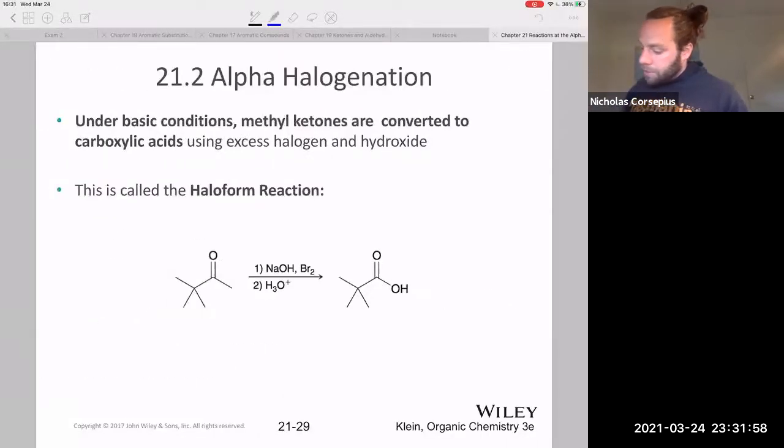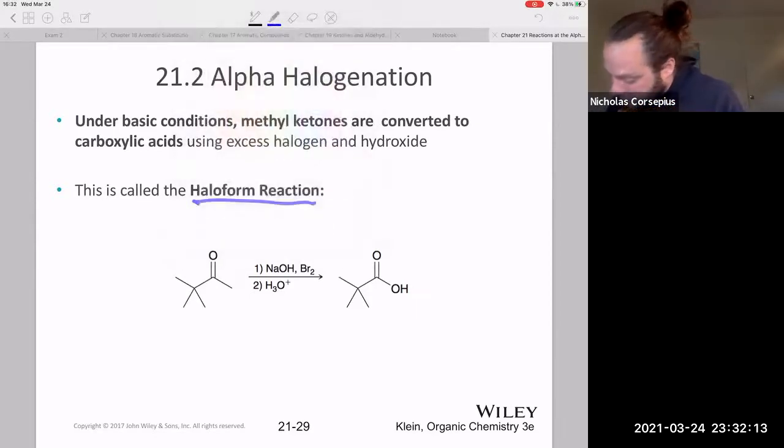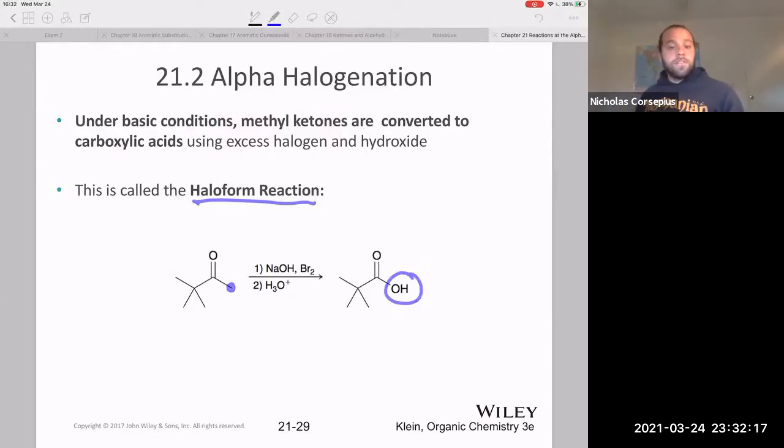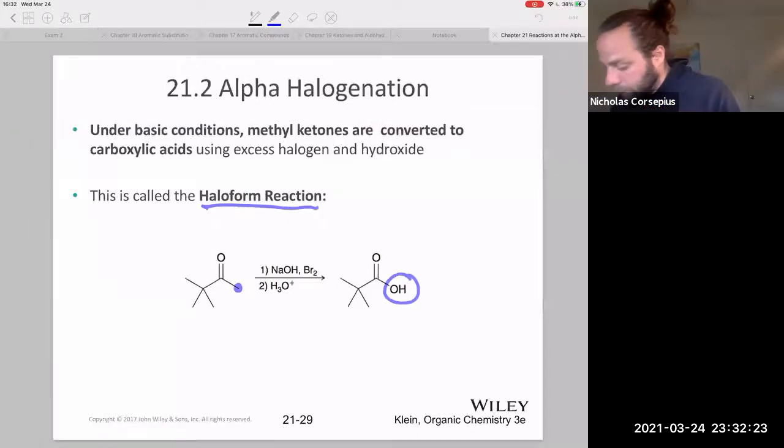Okay, another reaction that's sort of lumped into this chapter is what's called the haloform reaction. Here we're treating with sodium hydroxide and then bromine, and then following that up with acid. And notice that that's actually replacing a methyl group with a carboxylic acid group. So this is a way to convert methyl ketones into carboxylic acids. So how does that work?